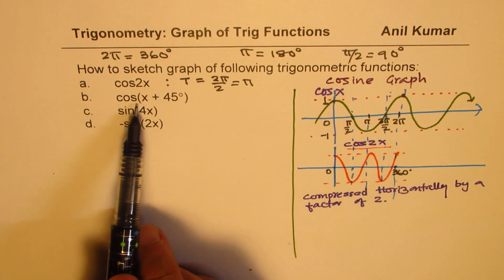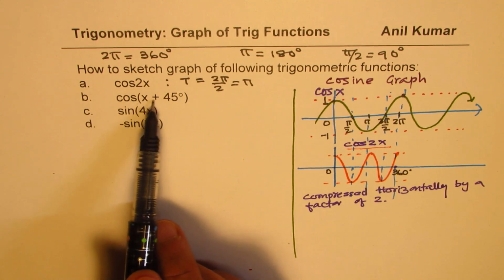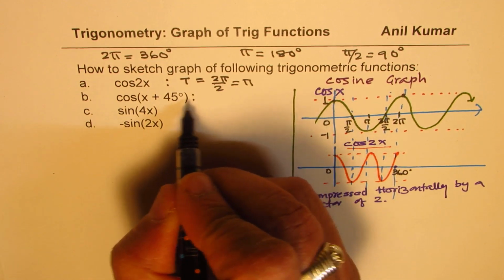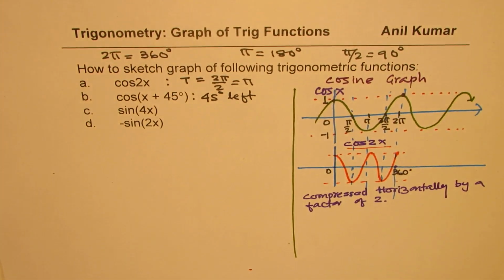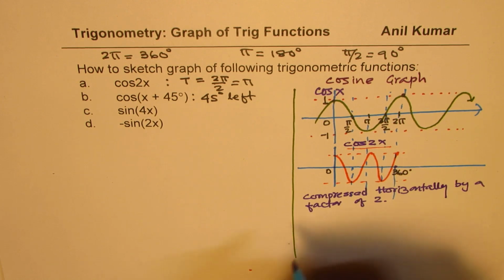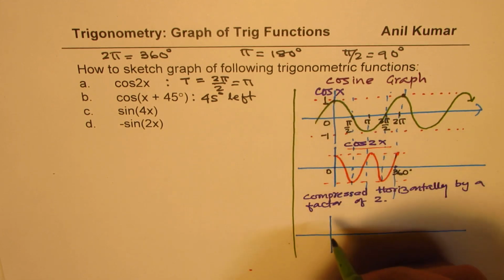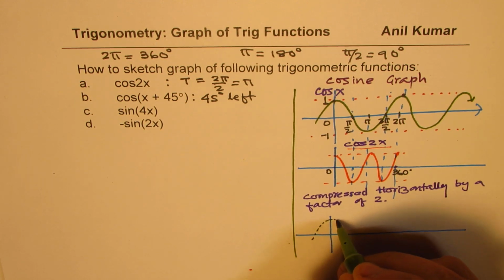Now how do I sketch cos of x plus 45? I think the first part is clear, right? Now let's do cos of x plus 45. This means it is translated 45 degrees left. That is the translation, so every point actually shifts 45 degrees left. So the second graph for you, let me sketch the cosine function here as a dotted line. So let's say this is our cosine function.